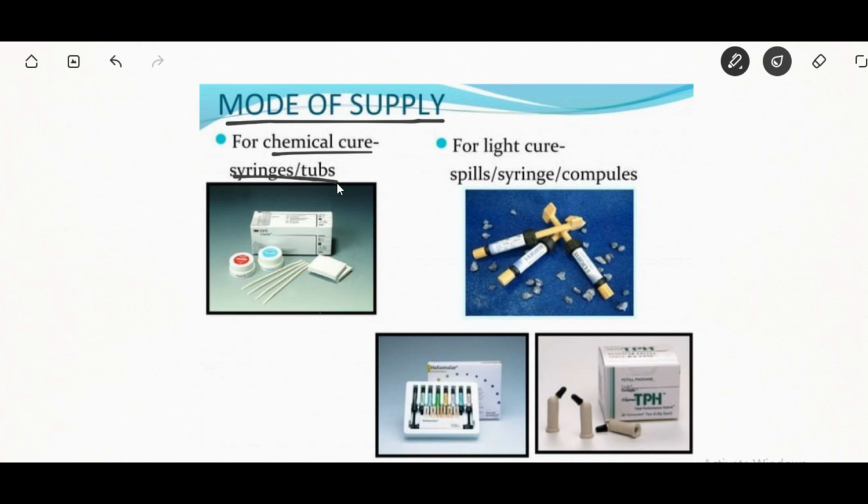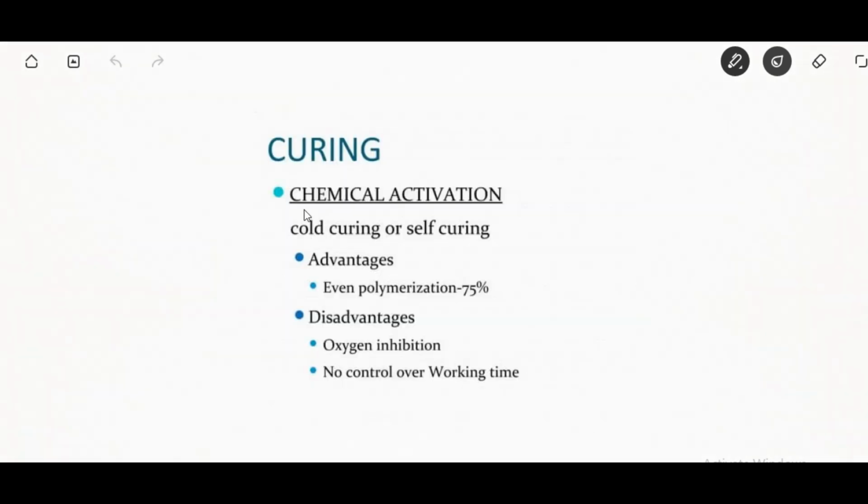The polymerization of composite resin can be divided into two categories. One is the self-curing composite, the other is the light curing composite. In self-curing composite, there is a paste system in the form of catalyst and base. One part will contain organic tertiary amine, which will be the accelerator, and the other part will consist of benzoyl peroxide initiator. Both the catalyst and the base are mixed in a ratio of 1:1.